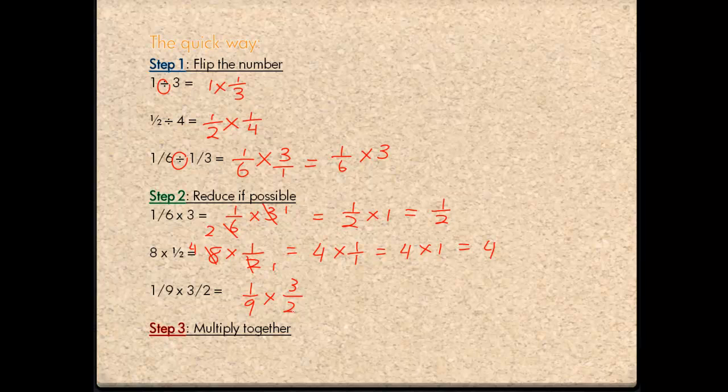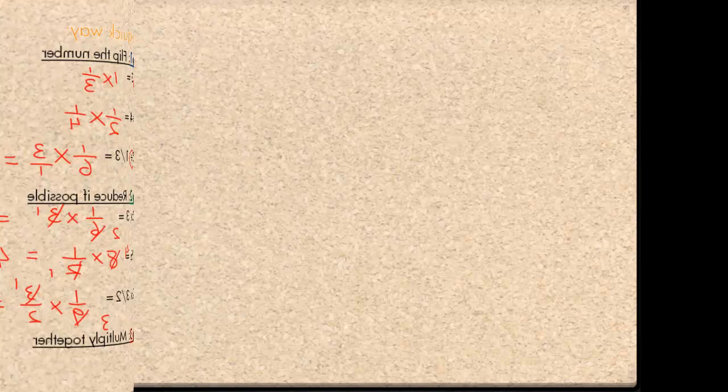Both my 3 and 9 can be divisible by 3. In doing that, I get 1 and 3. So now my new equation is 1/3 times 1/2, which is just 1 over 6. And last but not least, our last step is to multiply together. So let's take a look at example 1 now.